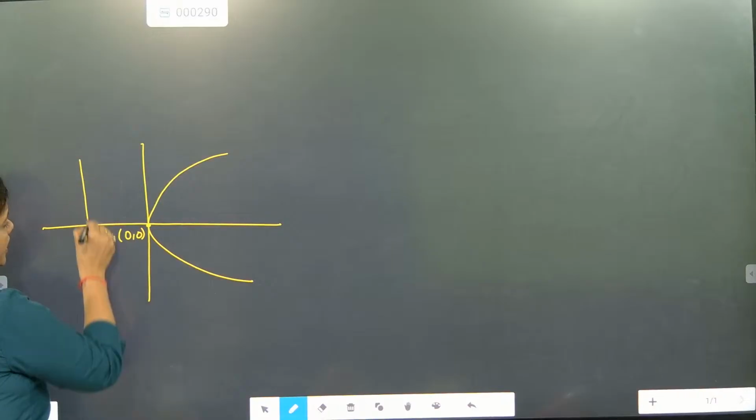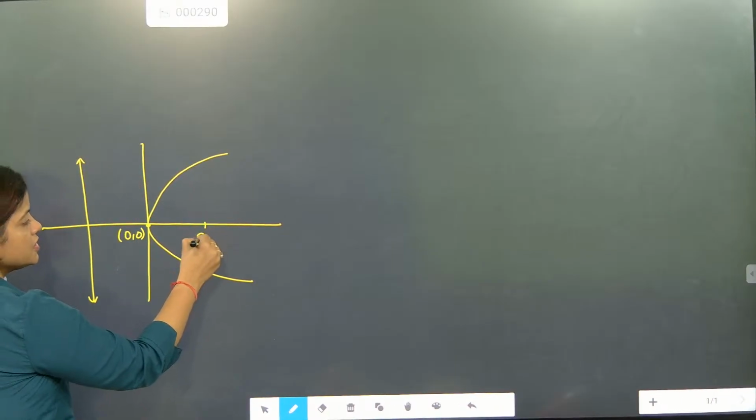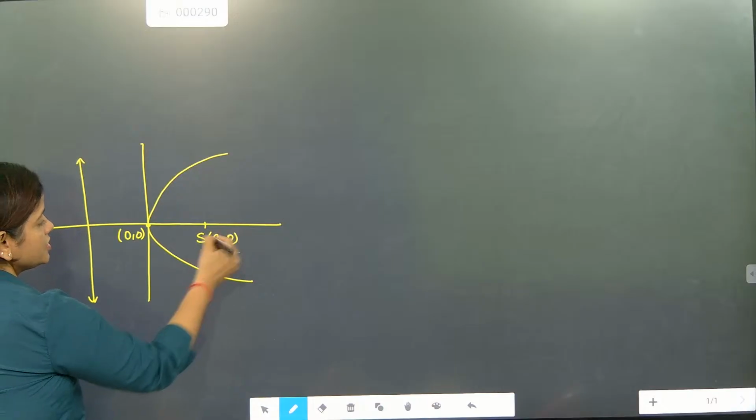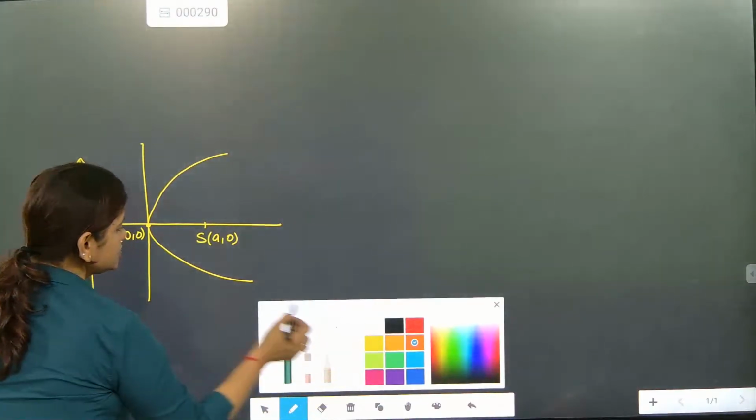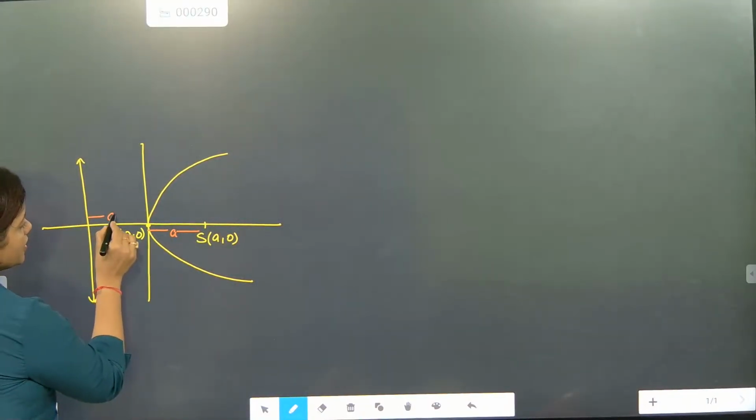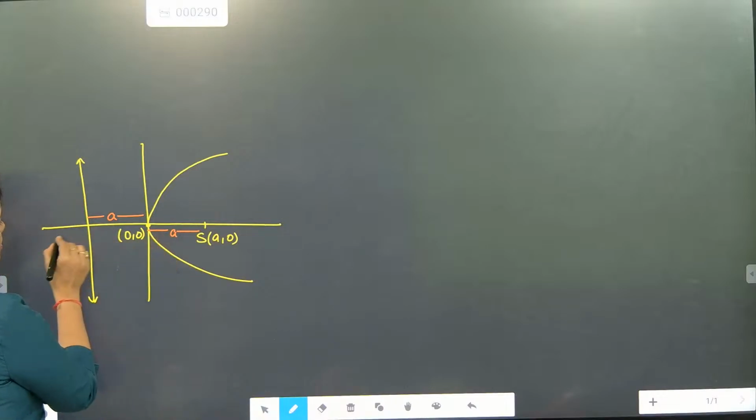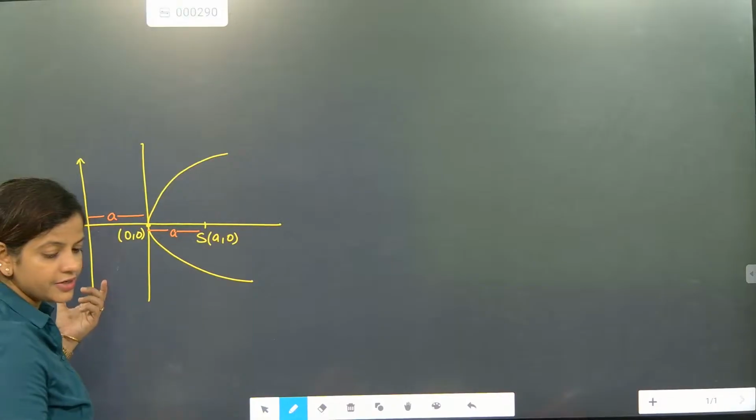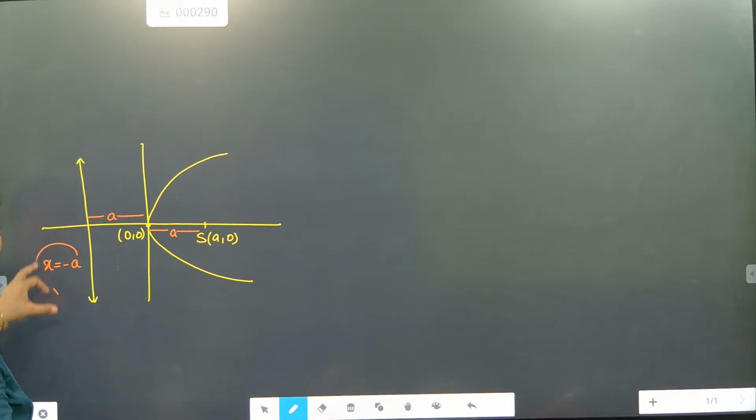This will become the directrix line. So the directrix line will be exactly at the focus distance, like (a, 0). So once you are talking about this part, this distance will become a. So this distance will also become a. Understood? You should add it there in the group. So this part will become x equal to minus a. Understood? So the directrix equation will just become minus of a. So this section will become x equal to minus a.